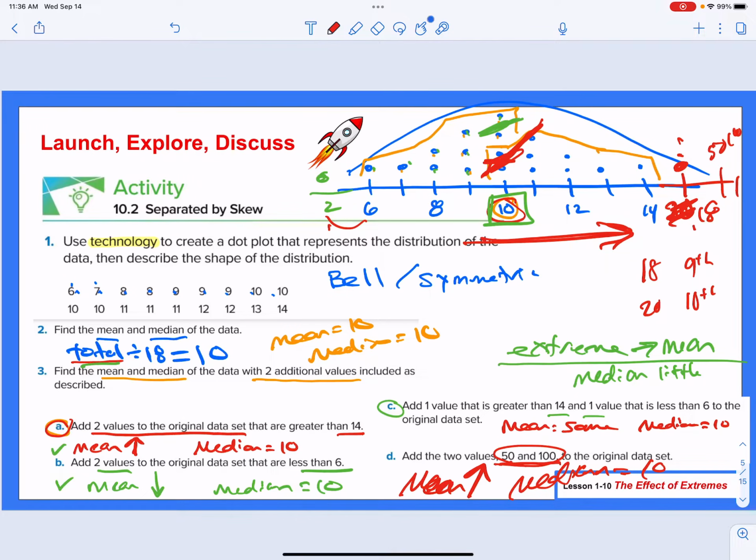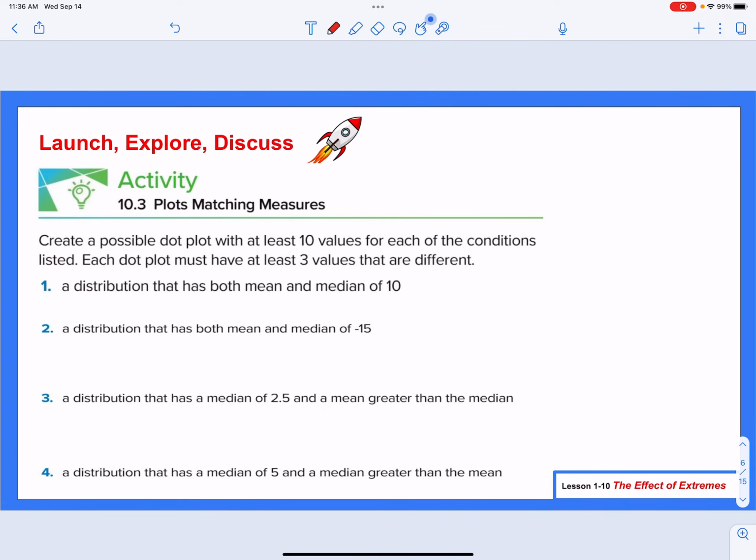So what we're talking about here, changing that bell into one that is skewed, changes the mean quite a bit. Okay, create a possible dot plot with at least 10 values for each of the conditions listed. The dot plot must have at least 3 values that are different. This is definitely something you can do. Again, there's not going to be a real right answer here. There's going to be several different possibilities because it's what's possible.